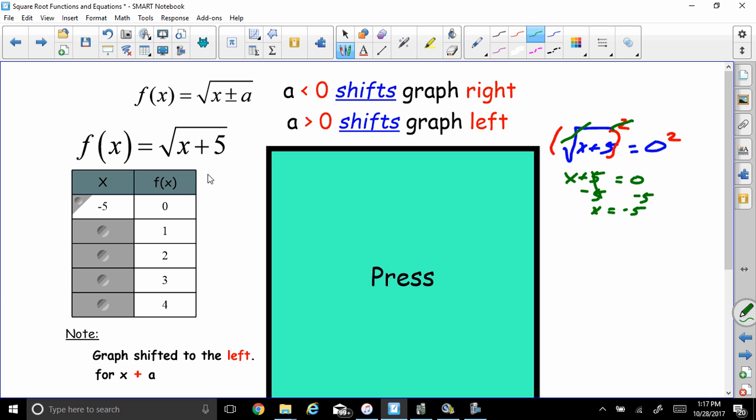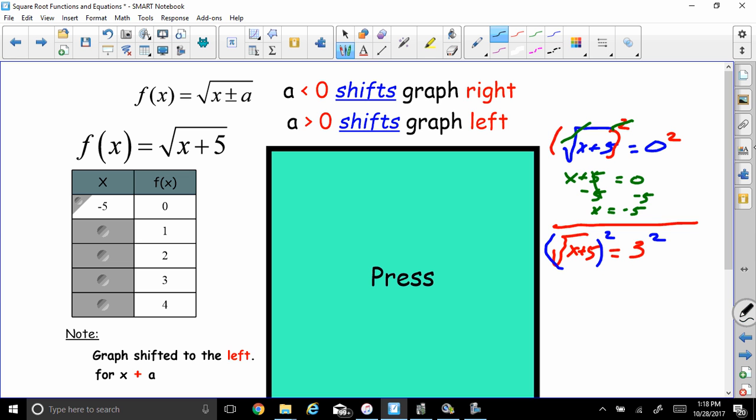Let's try one more, see if we can make sure we understand what we're talking about. I notice we got, say, 3 down here. So let's try it with 3. We set our function, x plus the square root of x plus 5. We want to make that f of x 3. So again, let's take this function and square both sides.